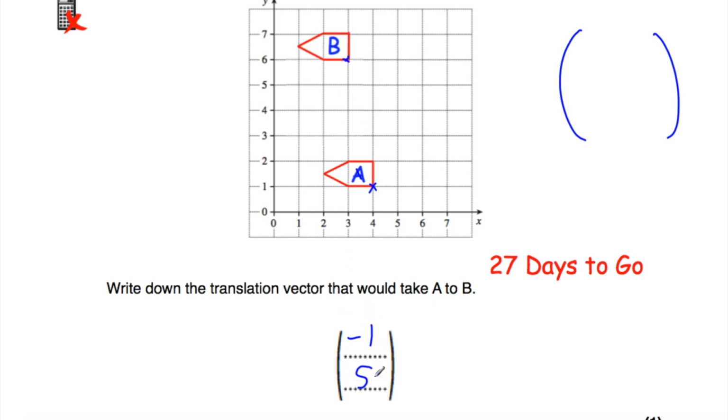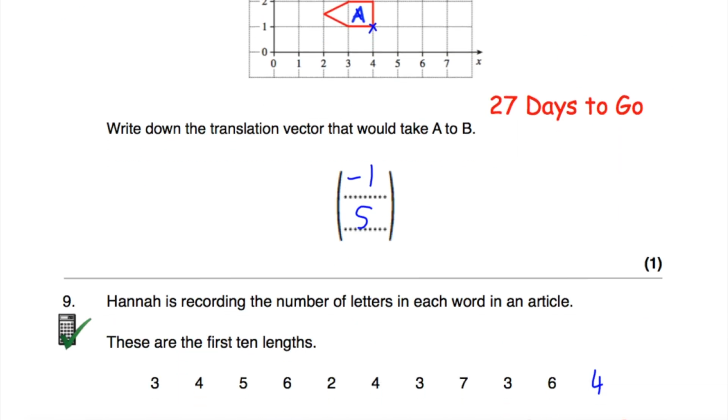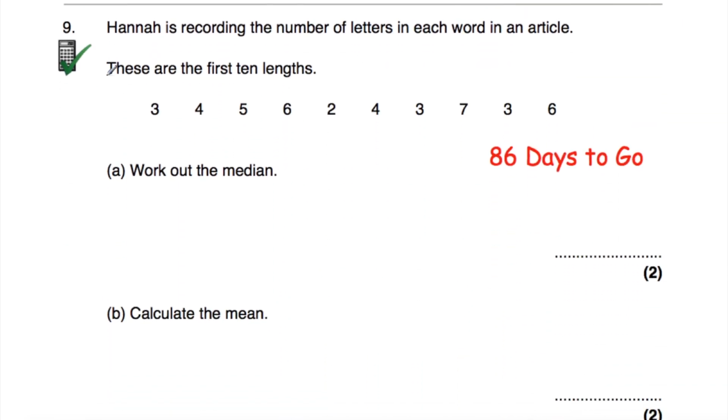1 square to the left and 5 squares up. Okay, next, question number 9. Okay, so let's have a look at question number 9. Question number 9 says, Hannah's recording the number of letters in each word in an article. And the first 10 lengths are 3 letters, 4 letters, 5, 6, 2, 4, 3, 7, 3, and 6.